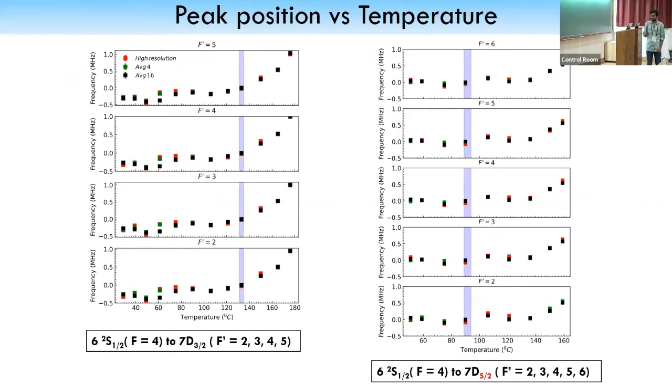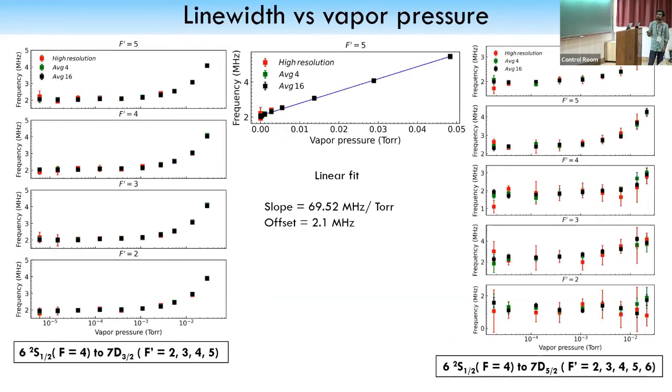But in this temperature case also, we see that the absolute positions of each of these hyperfine transitions change as we change the temperature, and this is how they change. This is for the F=4 to 3/2 excited state, and this is for the 5/2 excited states. As we increase the temperature, we observe that the line width of each of these hyperfine transitions increases. This is in log scale, and I plotted it against the vapor pressure.